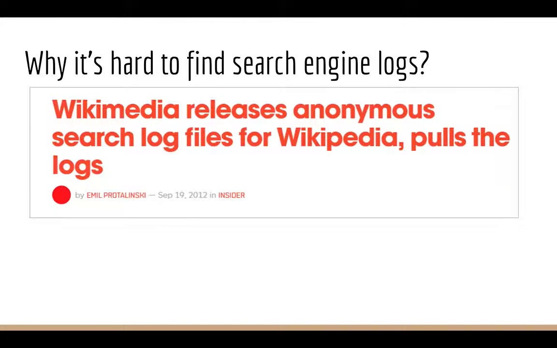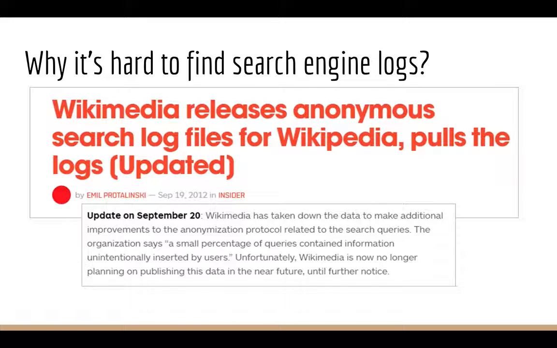One example is that there was a time when Wikipedia published anonymous search engine log files, but it turns out that there are people who used these log files to find the identity of the individuals who put in the search log queries. That means basically you can find the identity of the person with the search log queries that he used. So this is a very big privacy issue.